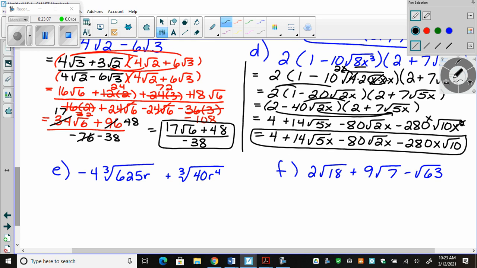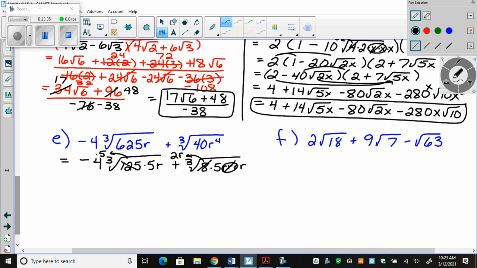These ones are cube roots, so you have to watch yourself. This one's going to be negative 4. Cube root is going to be 125 times something, I believe. 125 comes out as a 5. And then this one is going to be 8 times 5 times r, r, r, r. And then it's 3 r's for 1. So the 8 comes out as a 2. And then the r's come out. So I'm left with negative 20 cube root 5r plus 2r cube root 5r. They're both cube root 5r's, so I can go negative 20 plus 2.